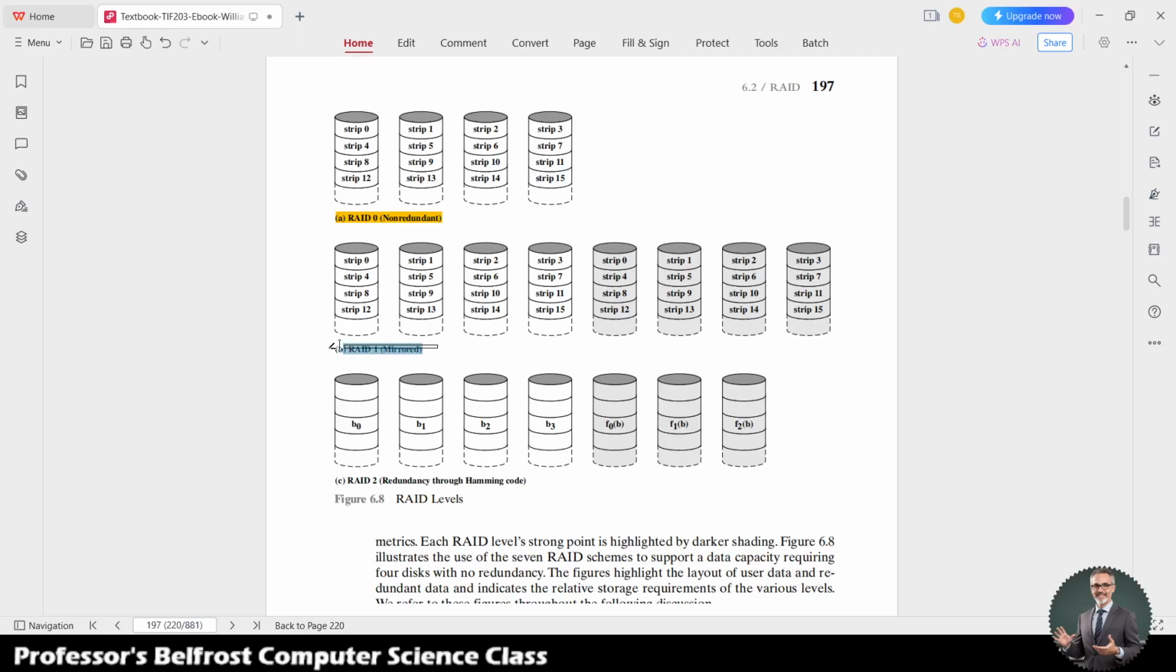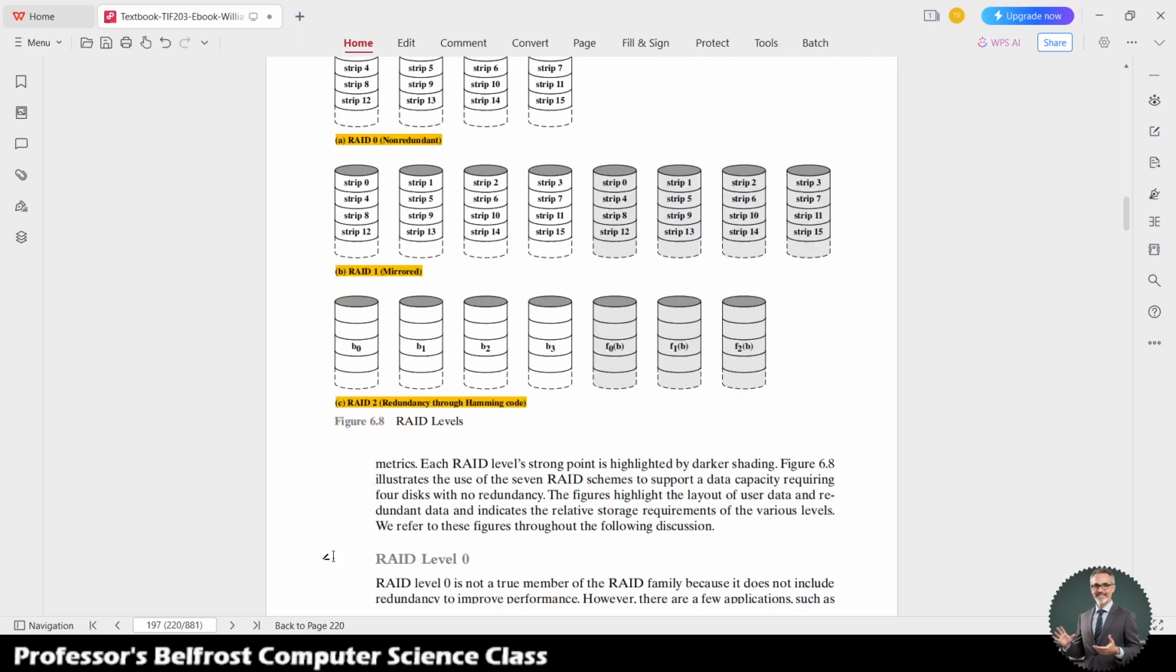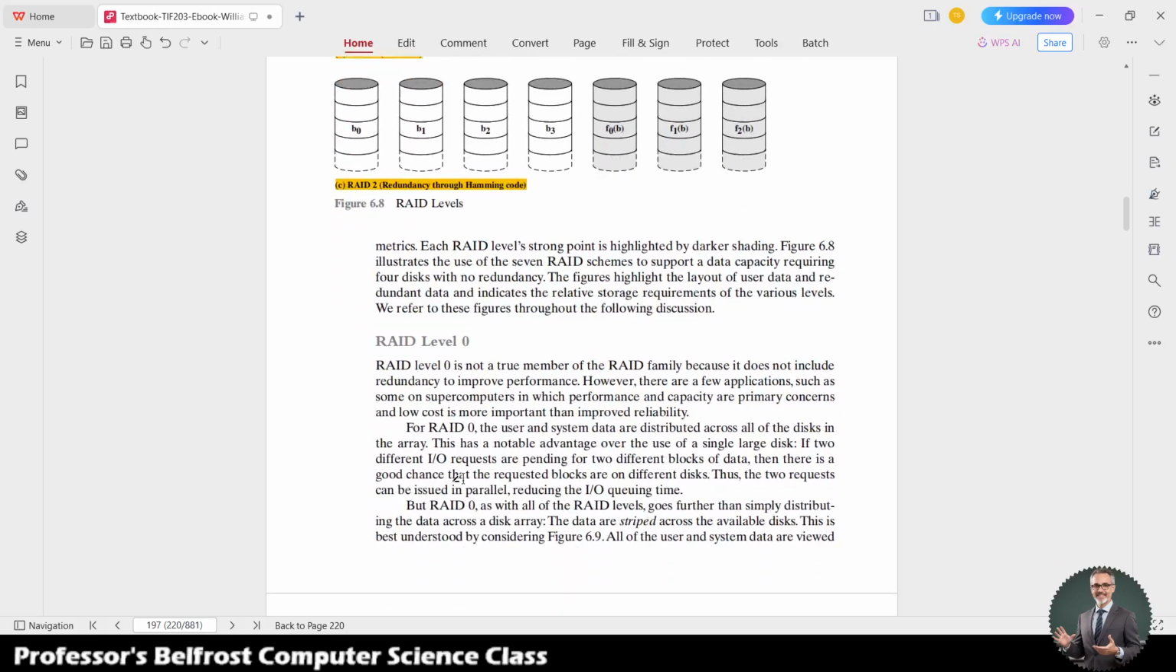We have RAID 1, which is the mirror type, and RAID 2, which is redundancy through the Hamming code. Hamming code has been discussed in the previous chapter. Each RAID level's strong points are highlighted by the darker shade, and let's scan them one by one.